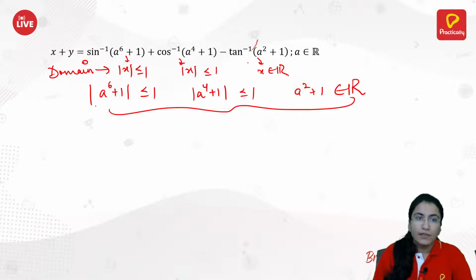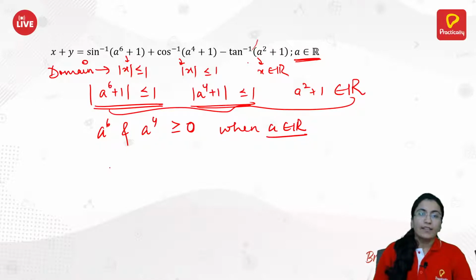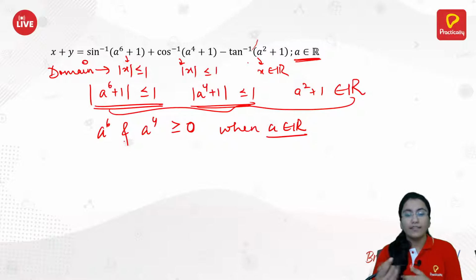That means you can see from the first and second ones, a raised to power 6 and a raised to power 4 are always greater than or equal to 0 when a belongs to R, and this is already given to us that a belongs to R. That means if you take a raised to power 6 and a raised to power 4, any value greater than 0.